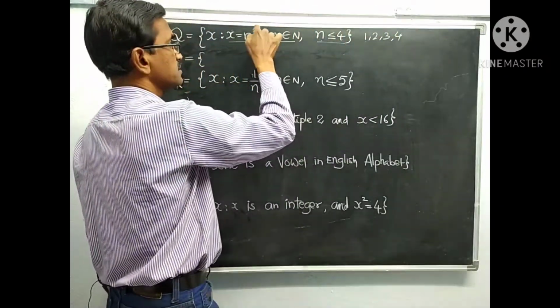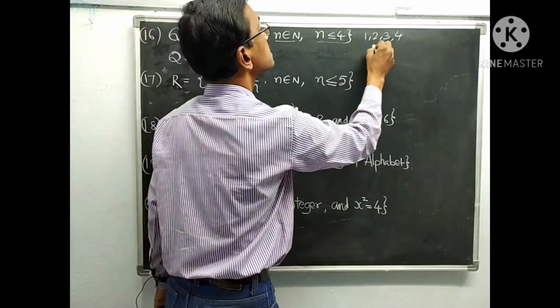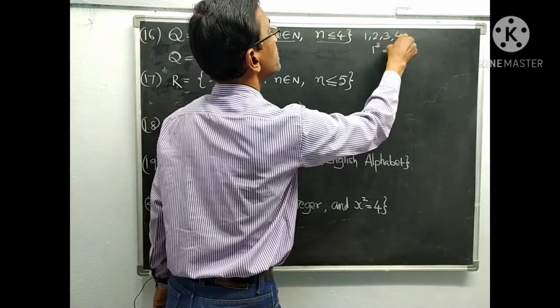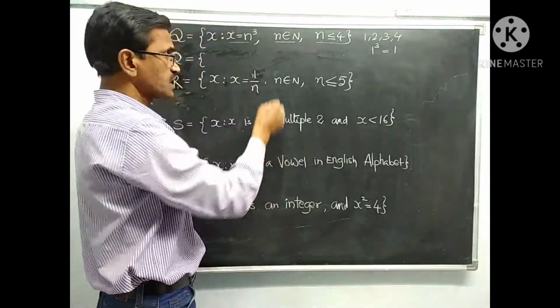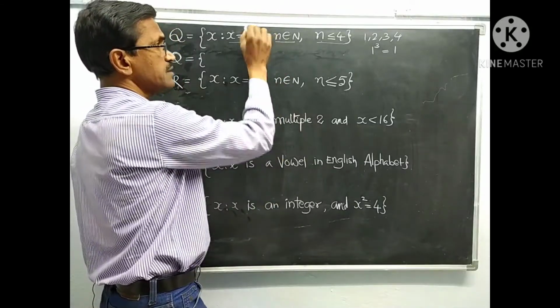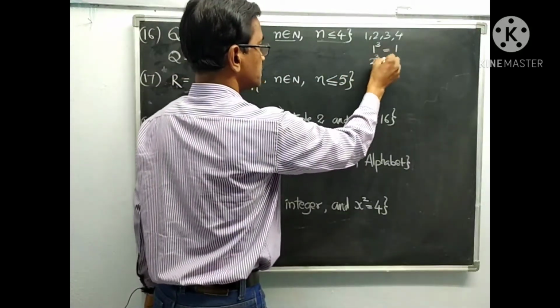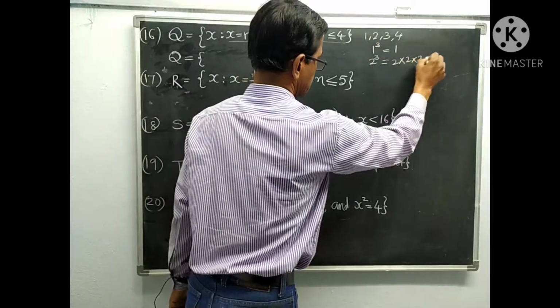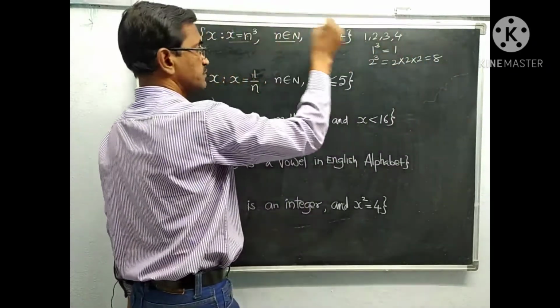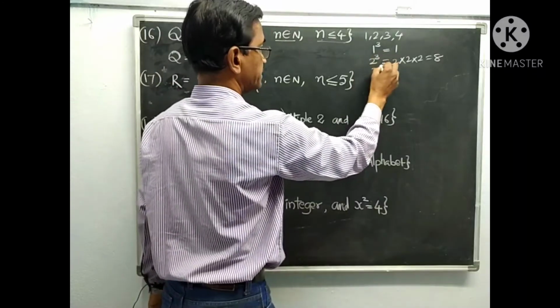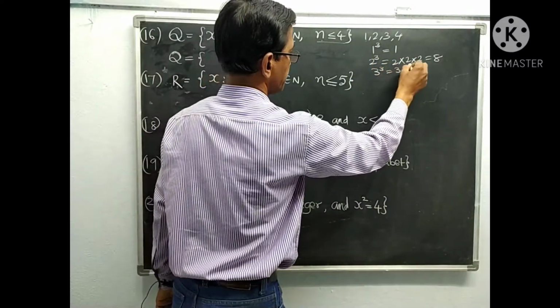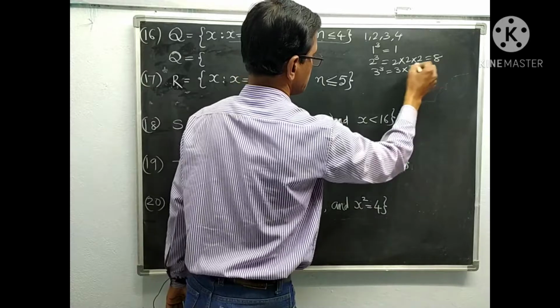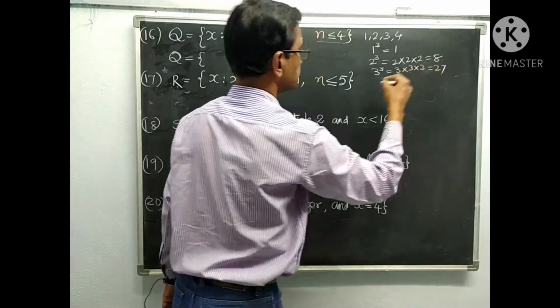If you write 1 in the place of n, n cube, you will get 1 cube is equal to 1 into 1 into 1, which is 1. If you write 2 in the place of n, 2 cube, 2 into 2 into 2, we know that is 8. In the place of n we write 3, 3 cube, 3 into 3 into 3, 3 threes are 9, 9 threes are 27.